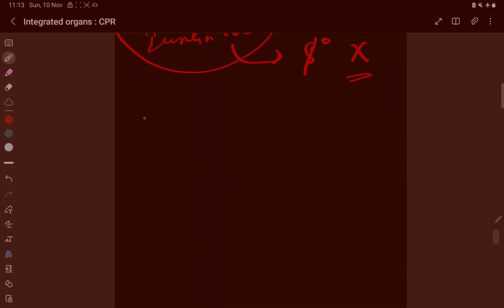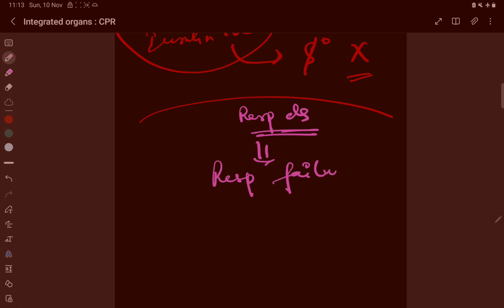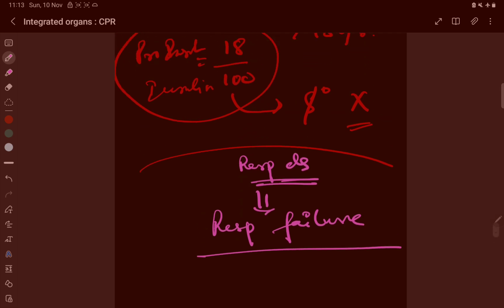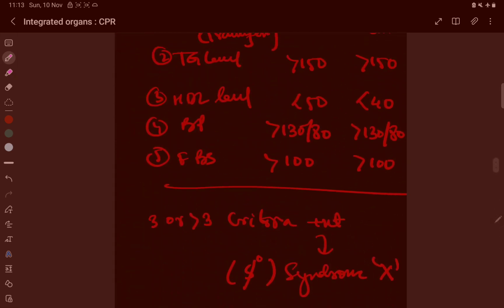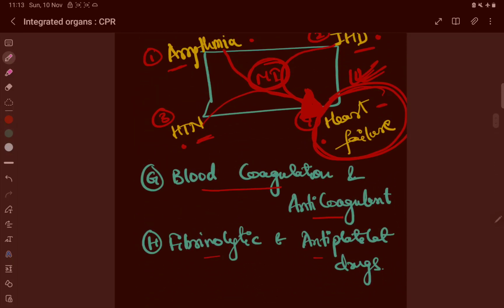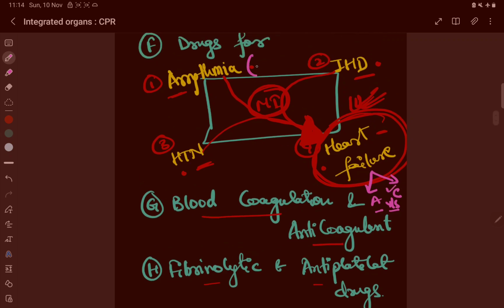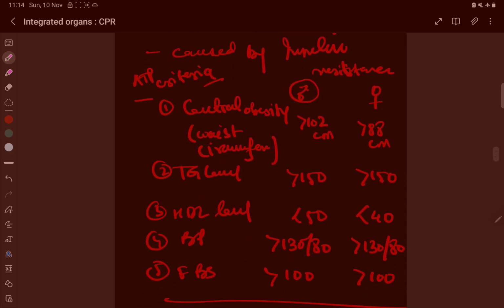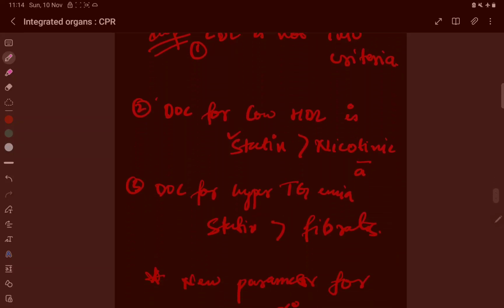Similarly, all respiratory diseases will end in respiratory failure. Okay, so questions in the MCQ will come based on heart failure, newer drugs, acute and chronic. What are the drugs which are contraindicated in acute, which are given in chronic? Okay, a lot about ECG, or the investigations.